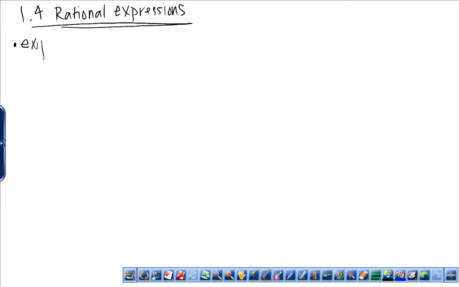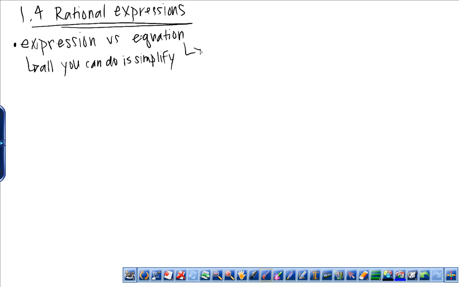Okay, the difference between an expression and an equation. Let's look at that. An expression versus equation. Okay, so an expression, the only thing you can do with this is to simplify this. An equation has an equal sign, and you can go ahead and solve for a variable. And that variable usually is an x.